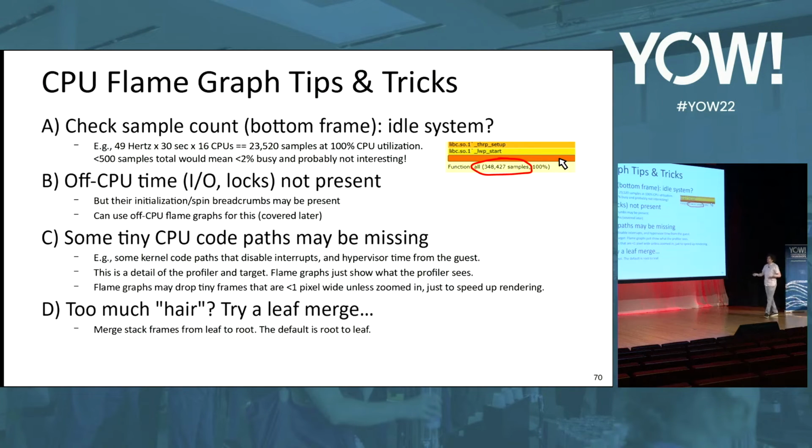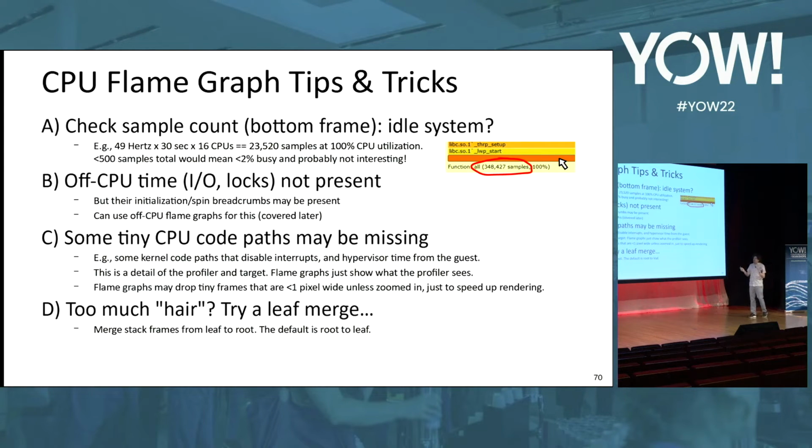Off-CPU time, such as I/O and locks, is not present. But their initialization CPU frames may be. And so you may see what turns out to be, in a way, breadcrumbs of their existence. So you see, like, oh, look, we are doing a lot of time in the files, like 5% of time in the file system and initializing block I/O. When you see that in a CPU flame graph, you've got to think, gee, if I'm spending 5% of my cycles initializing disk I/O, I may be spending 50% of my time waiting on disk I/O because I can't see that blocked time. We can do an off-CPU flame graph to see it, which I'll cover later.